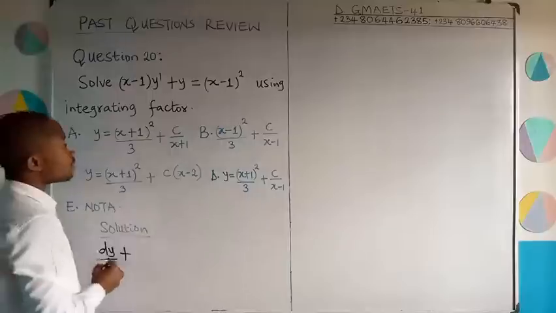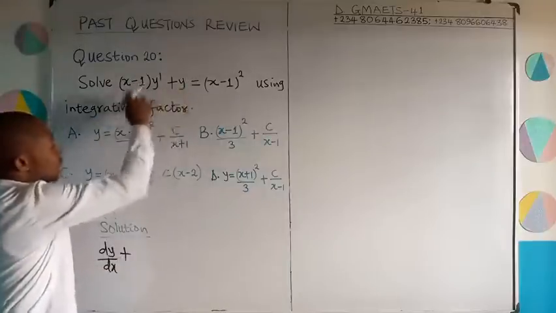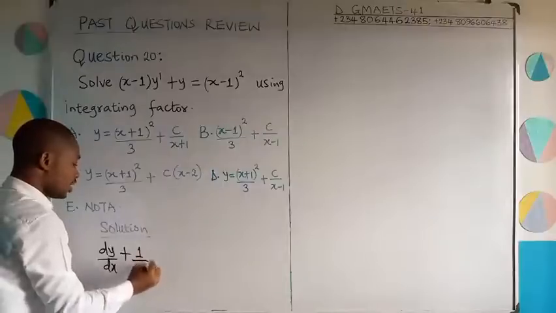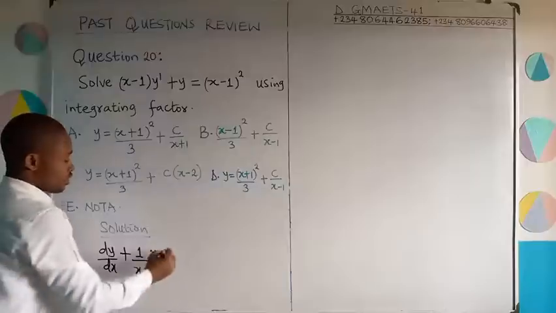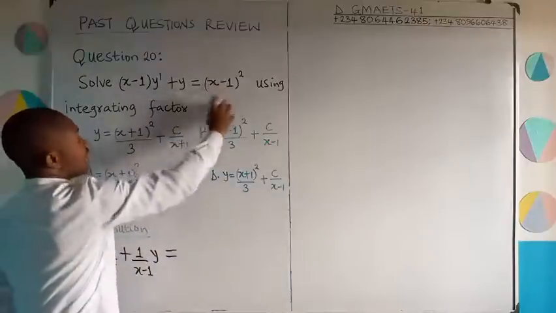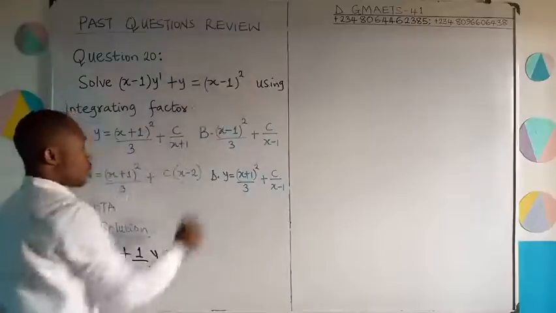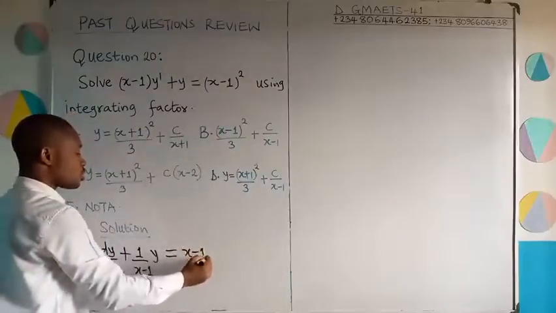So that's going to be plus. Dividing this y by x minus 1 is the same as 1 over x minus 1, then multiplied by y. Equal to, come to this term, and then divide this part by x minus 1. It will simply reduce the power by 1. So we'll be left with x minus 1.